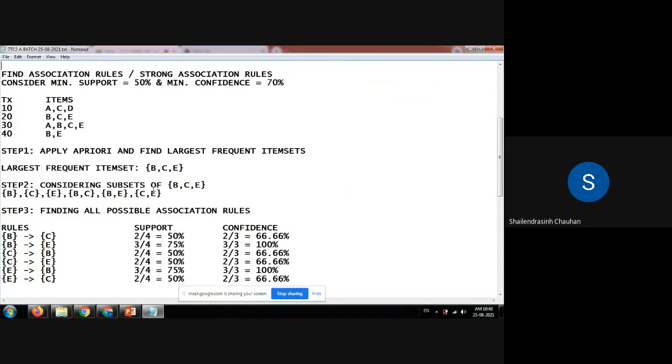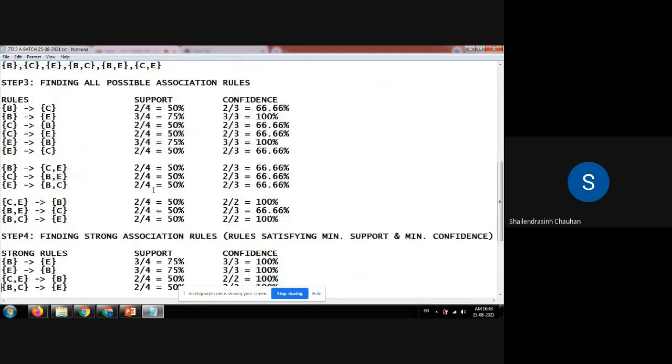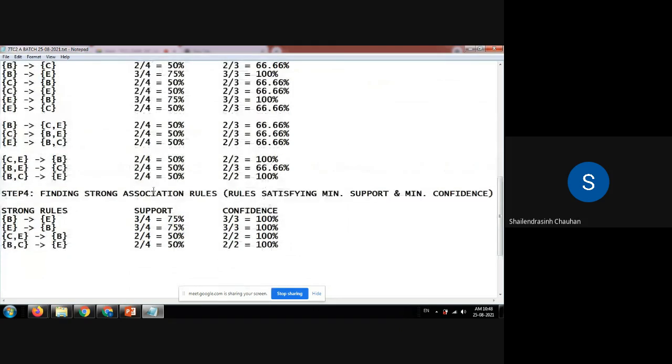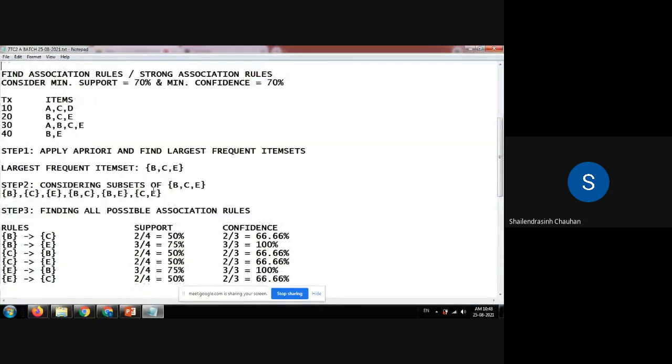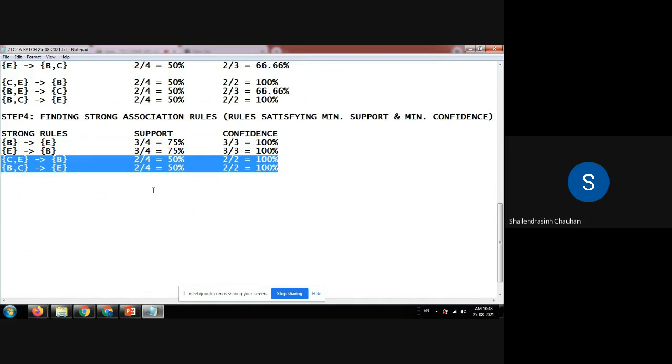Now in exam, if for example only this is changed, if I'm changing from 50 to 70, your answer will be different, because now I want to consider support 70%, confidence 70%. So only these two will be strong rules, rest will be discarded. Last two will be discarded. This will be discarded because it has support less than minimum support.